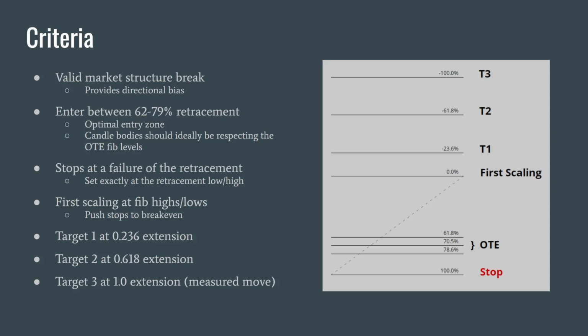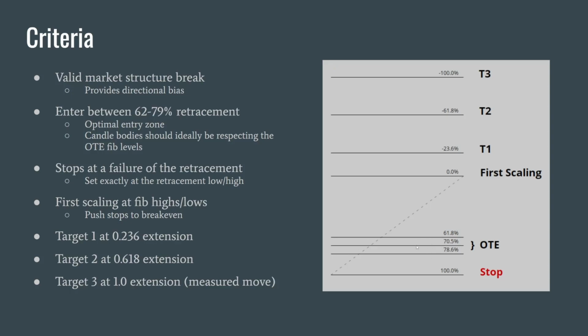So for the criteria of optimal trade entry, the first thing you would want is a valid market structure break. In this case, I have an example drawn of a bullish optimal trade entry where, hypothetically, price breaks higher highs and has some displacement to the upside. Then you would want to draw a Fibonacci retracement from that low to the high of that move, and you would be looking for some retracement back down into this optimal trade entry zone. That is between a 62 and 79% retracement of the move. You ideally want candle bodies to be respecting levels of this retracement.